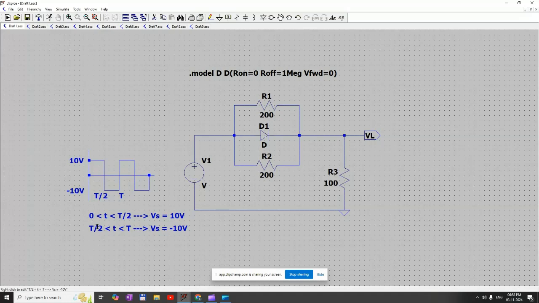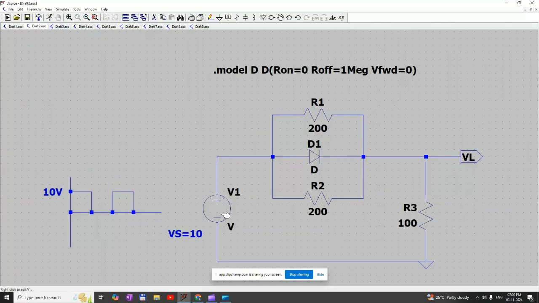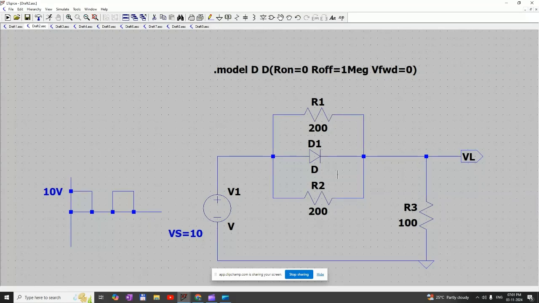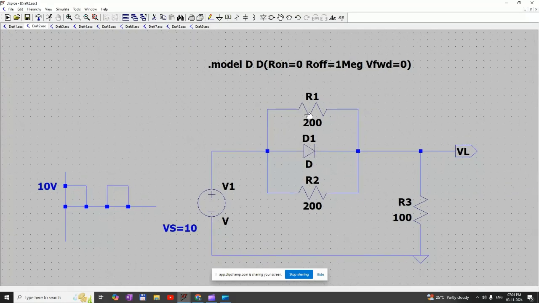Here for the time period T, from 0 to T by 2, the input voltage Vs is 10 volt, and from T by 2 to T, the input voltage is minus 10 volt. Let us apply the 10 volt at the Vs. If we apply the 10 volt at the Vs, this diode is in forward bias condition, and we will verify whether this diode is conducting or not.